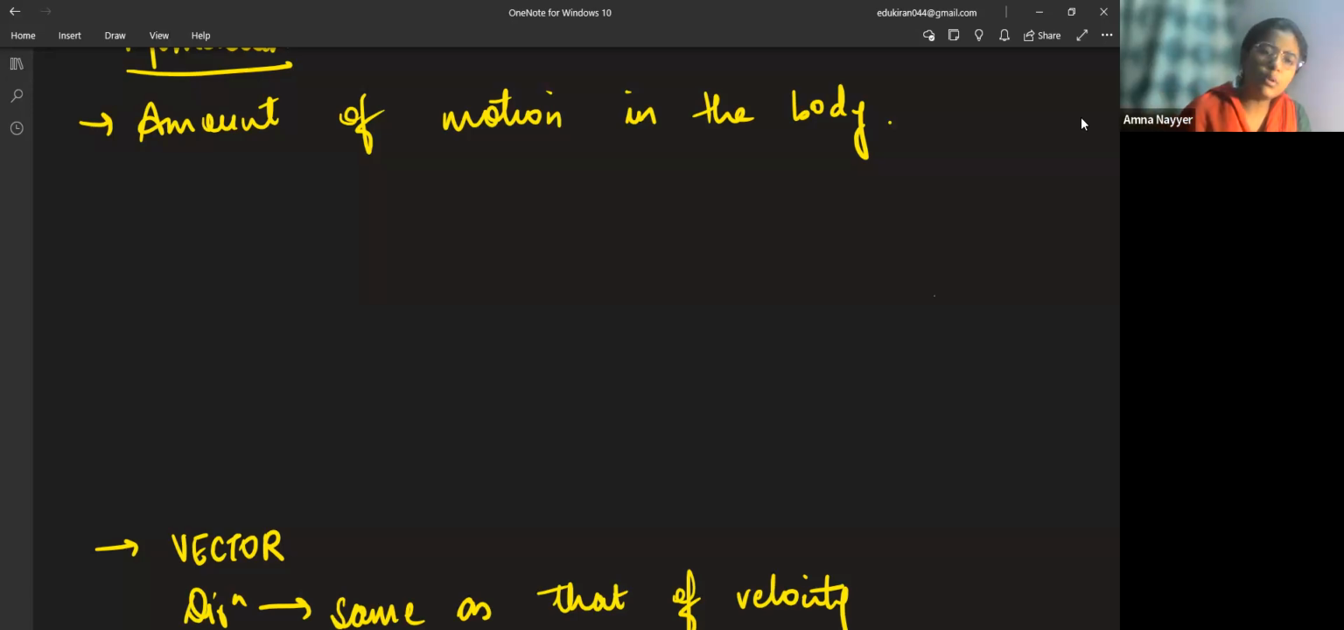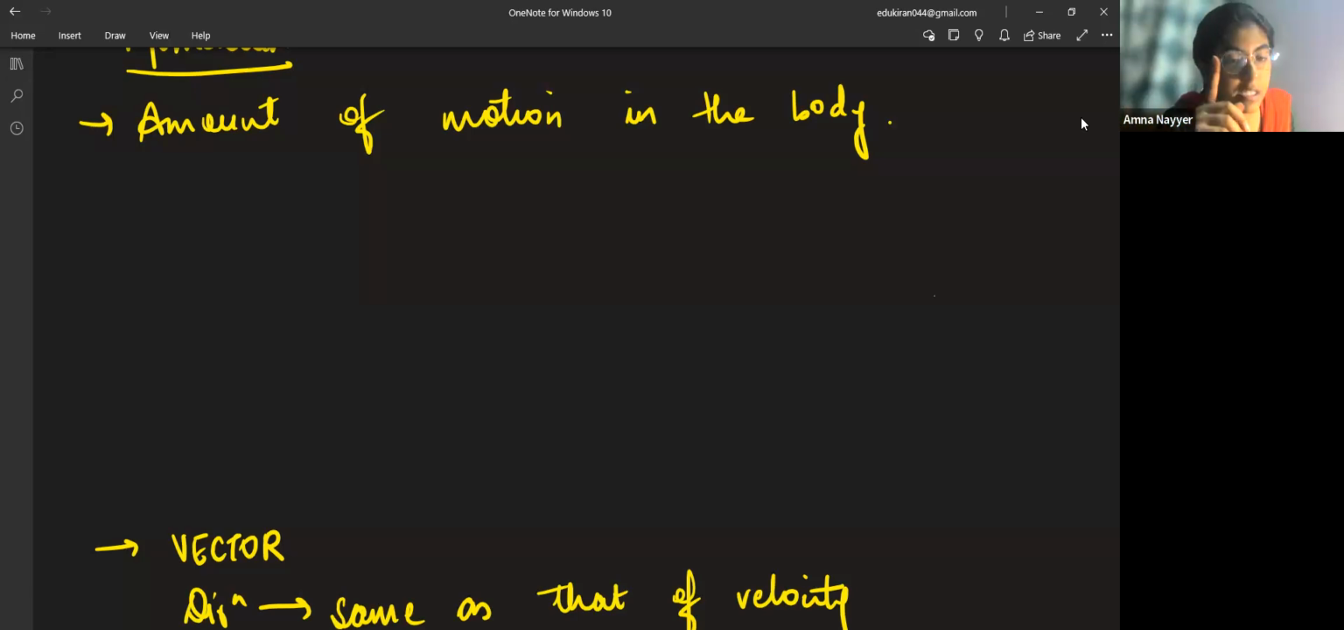But what I'm noticing is that the ball is able to cover a larger distance. What is the reason? Why is the ball able to cover a larger distance? The reason is that the momentum in the body is so much, meaning the amount of motion in the body. That is, the body has gained enough momentum so as to cover the larger distance that was required. That's what we call momentum.